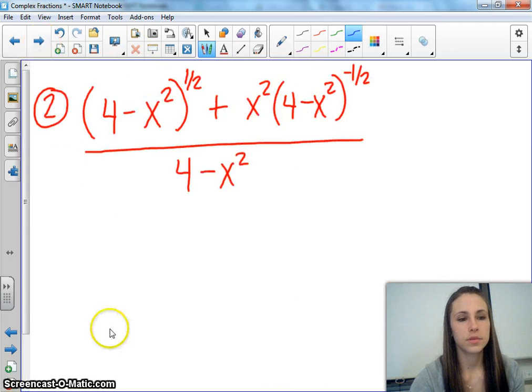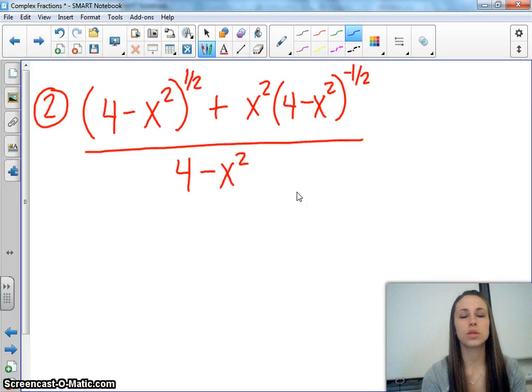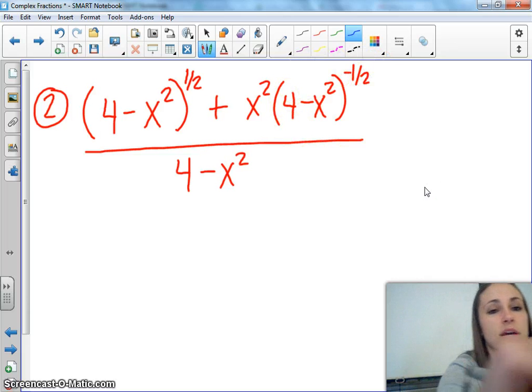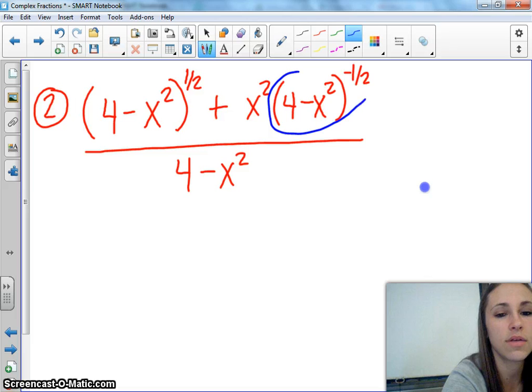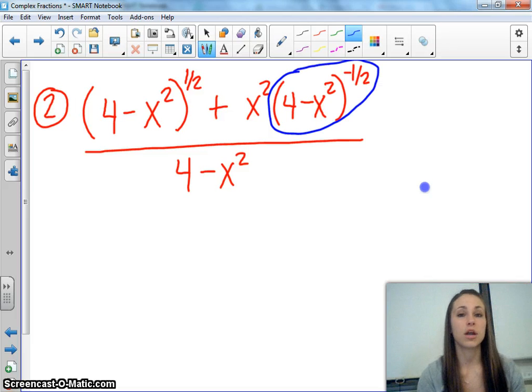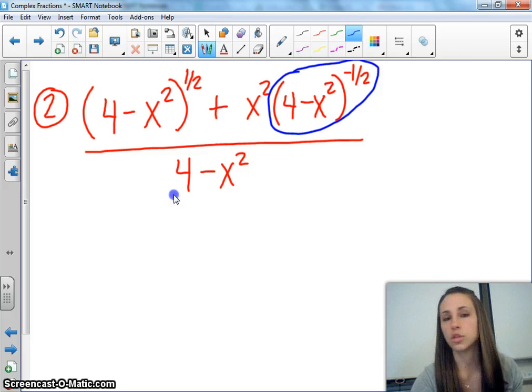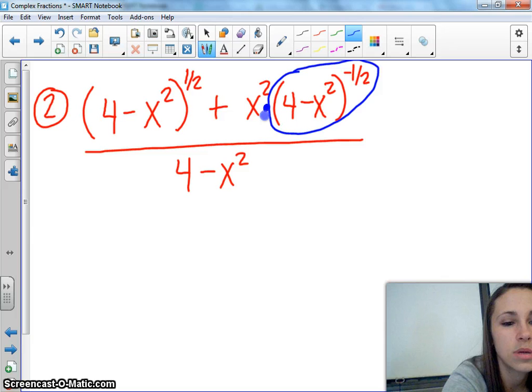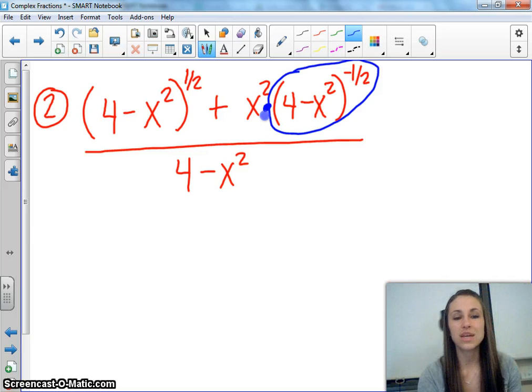Alright, second one. This one is a little bit different than the last one because I have a negative exponent. Any problem that you have with a negative exponent, you need to take that negative exponent and move it to the bottom to get rid of it. When I say move it to the bottom, I do not mean move it to the bottom of this entire fraction. You're only going to move it to the bottom of what it's being multiplied by, and that's the x squared.